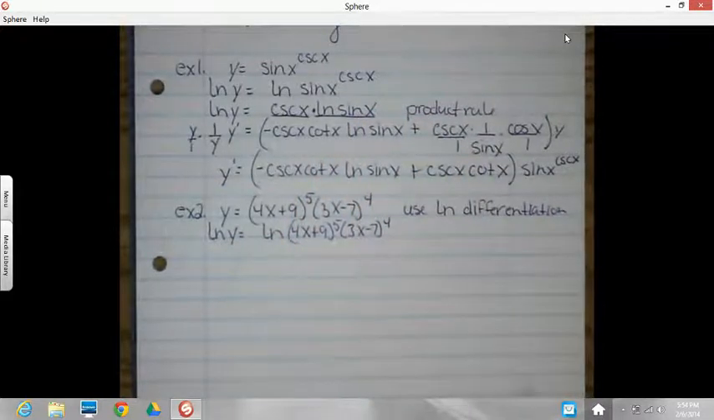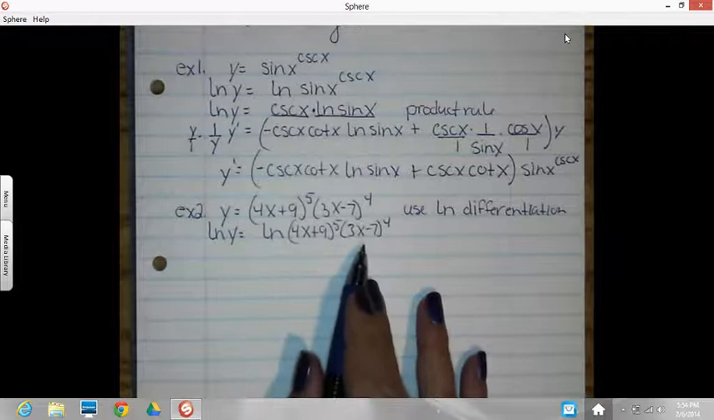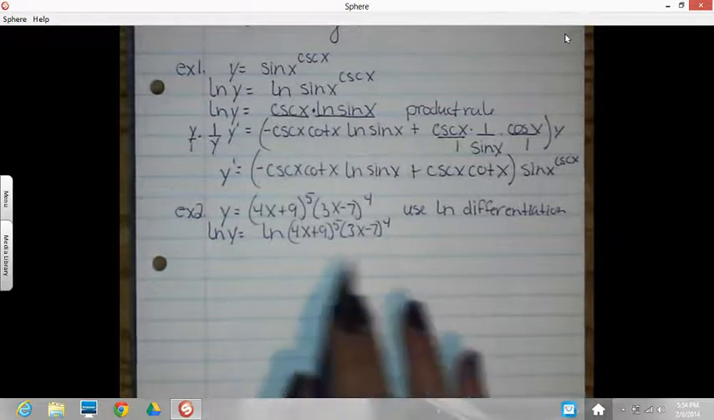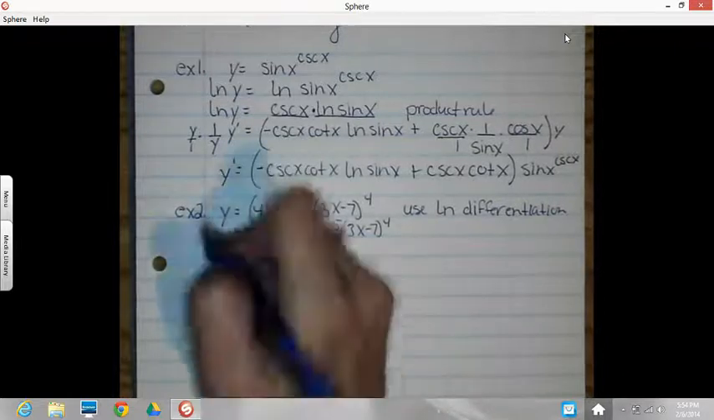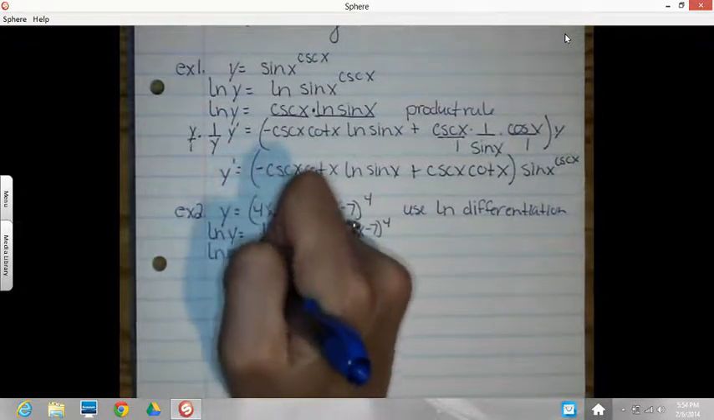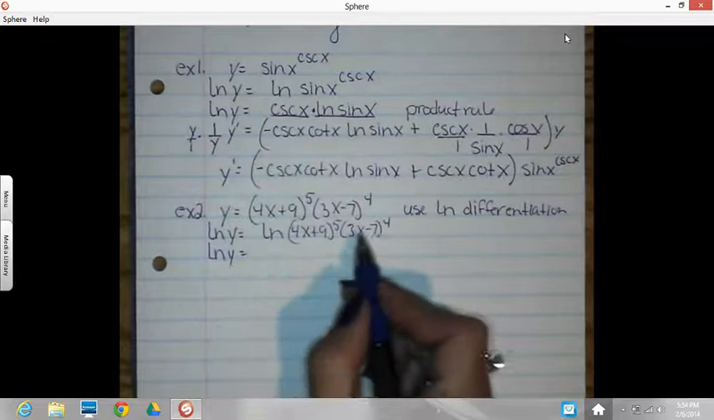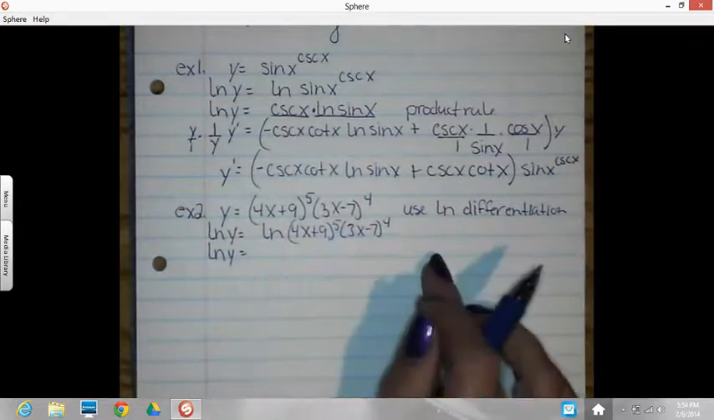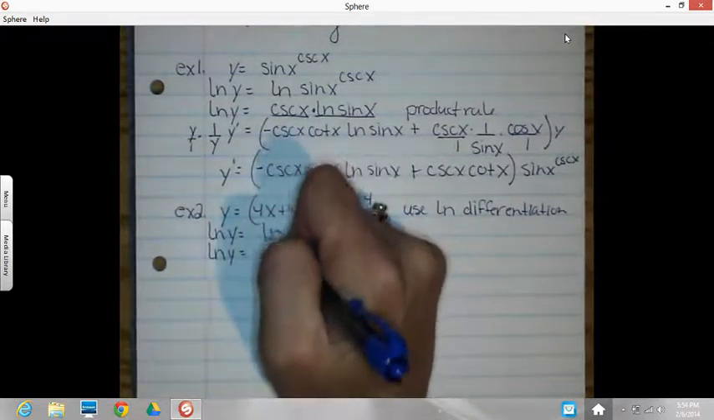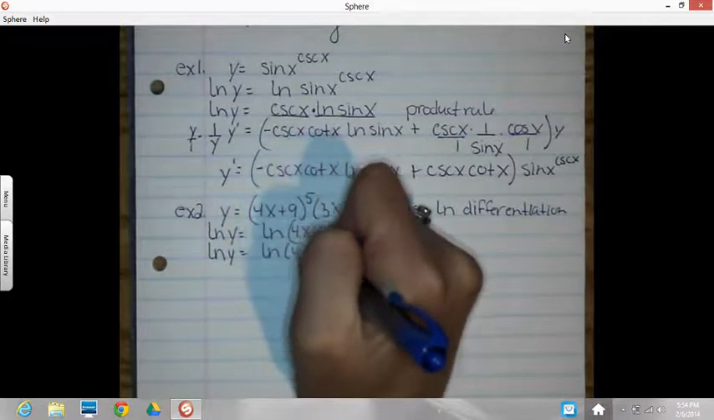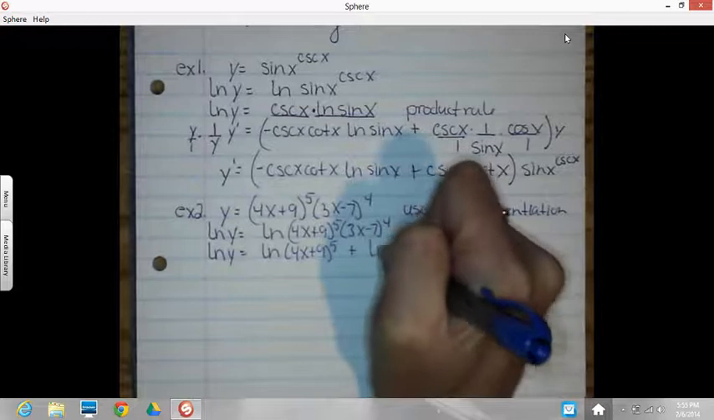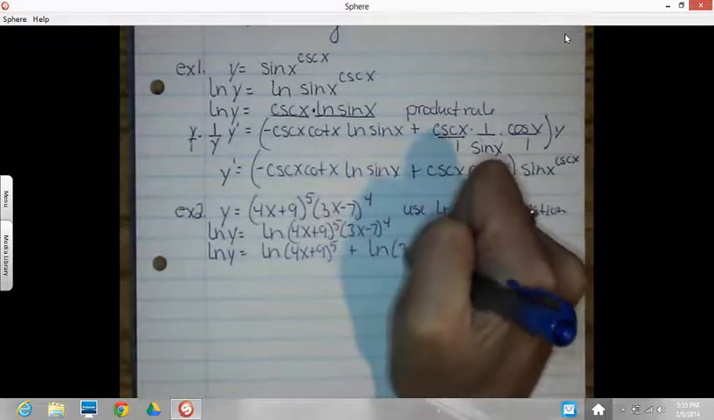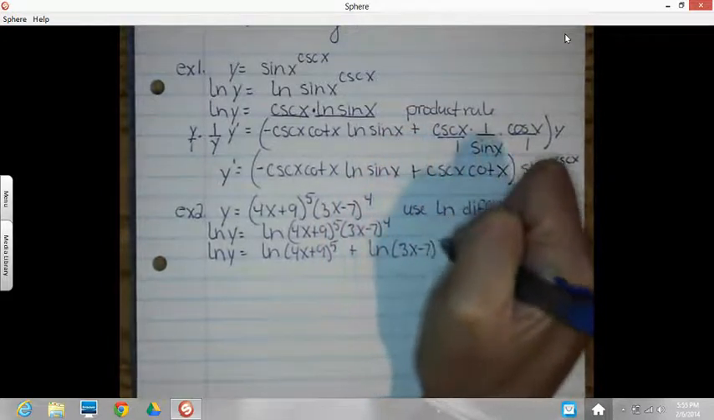Okay, this side here I want to break apart before I jump into derivatives. If I break it apart into two smaller logs, it's going to be a little bit easier on the derivative. So I'm not going to start the derivative yet. I have the log of a product that breaks up into the sum of the two logs. So that's the log of 4x plus 9 to the 5th plus the log of 3x minus 7 to the 4th.